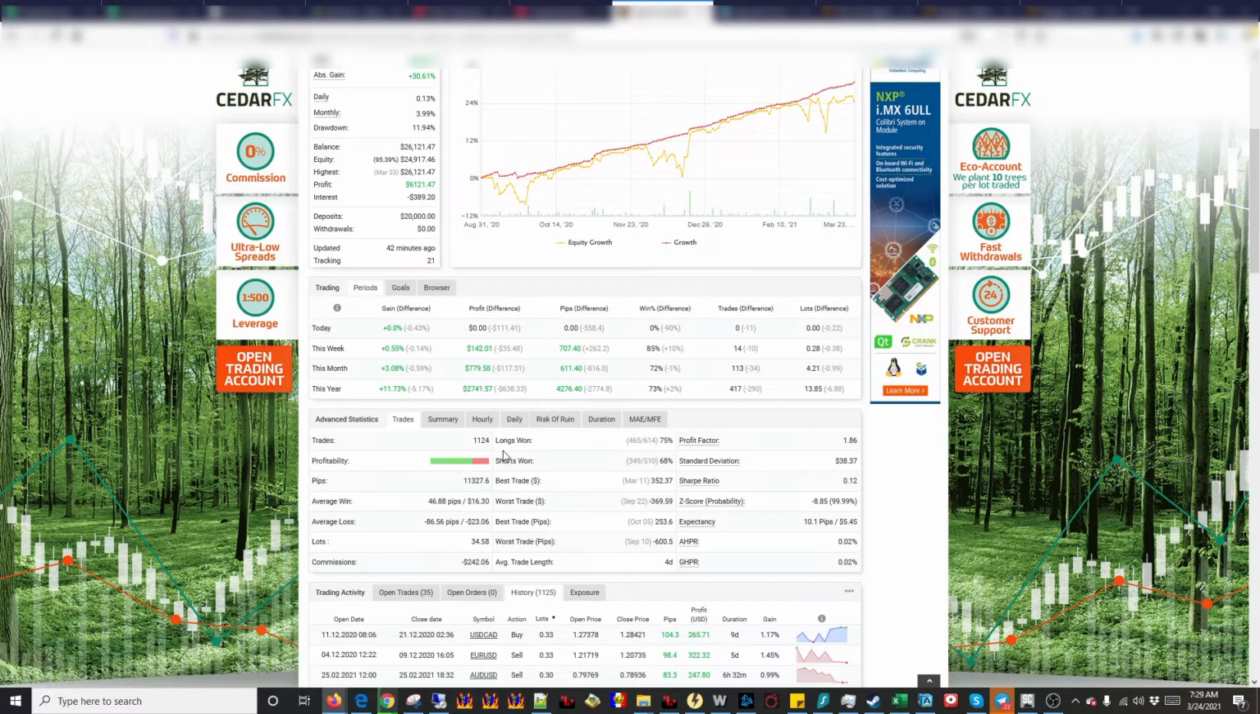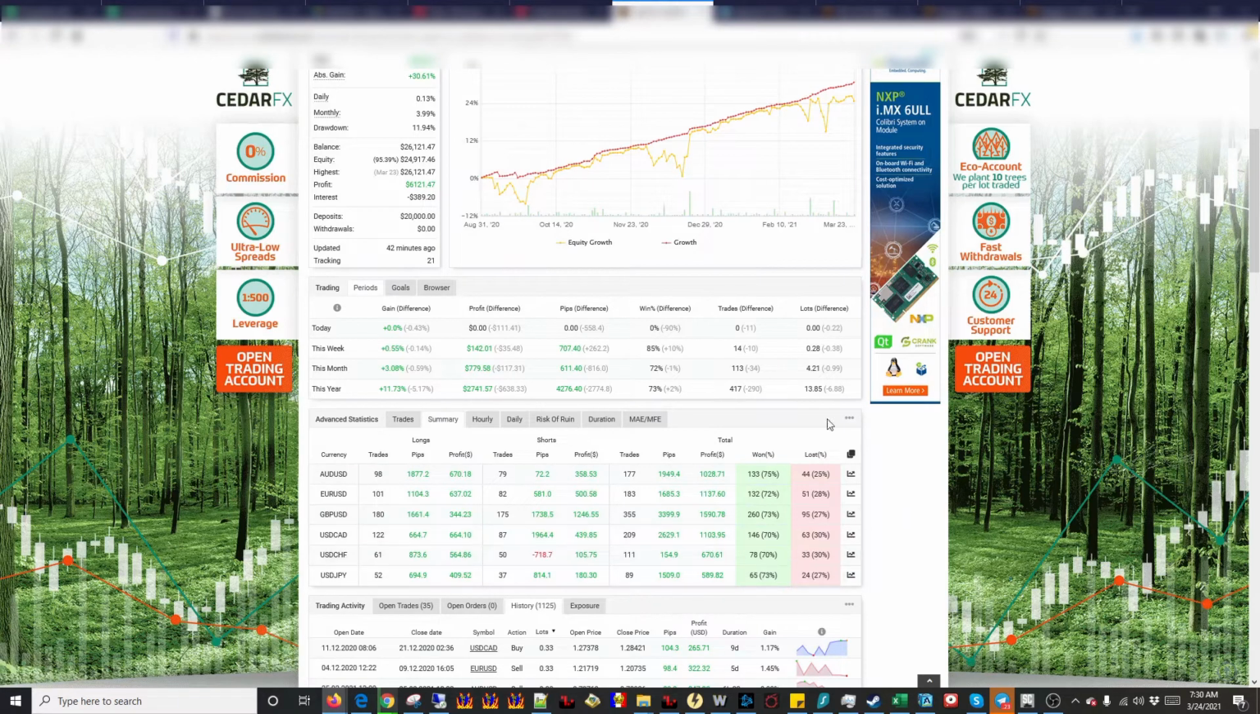Okay, what else can we see here? Oh, let's see what they're trading. So they're trading 6 pairs here. What I like about these 6 pairs is you have 6 different currencies in addition to USD. So you have Aussie dollar, euro, pound, loonie, which is CAD, the Swiss franc, and the yen. So I like that these are spread out across 6 pairs.